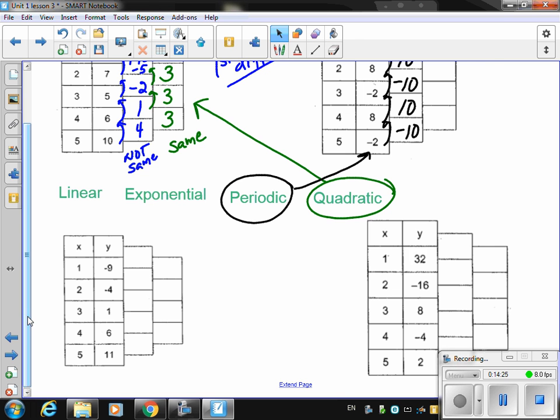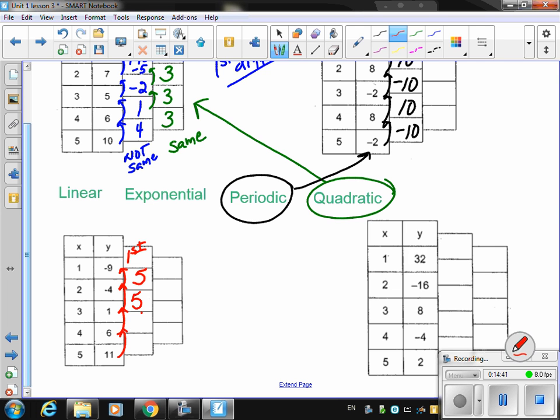This third table, I'm subtracting values to get my first differences. Okay, -4 subtract -9 is 5. 1 subtract -4 is 5. 6 subtract 1 is 5. 11 subtract 6 is 5. I generally don't trust my arithmetic, but my first differences are all the same. That tells me I have a line.